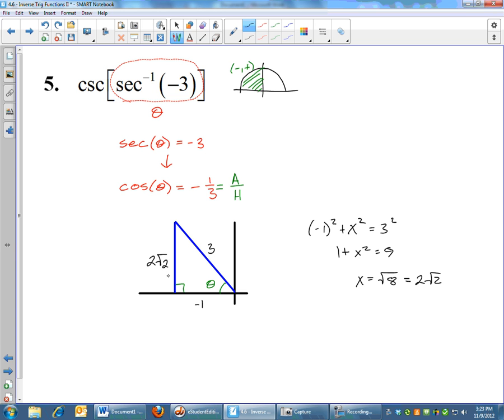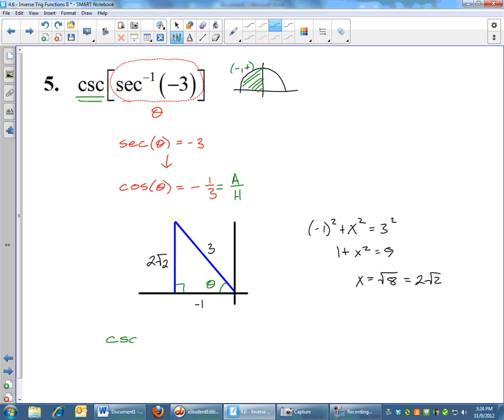And I'm always thinking whether this is positive or negative. If you go left and up, that is a positive direction. If I went left and down, then I would need to do a negative 2 root 2. But since I'm going up, this distance is positive. Then I go back to my original problem. And we need to find the cosecant of this angle.